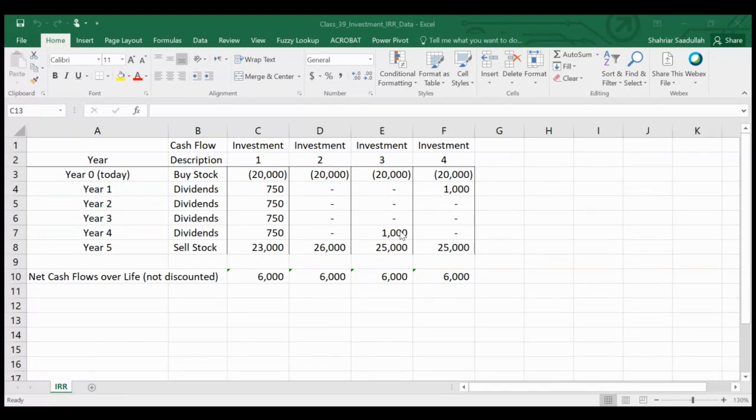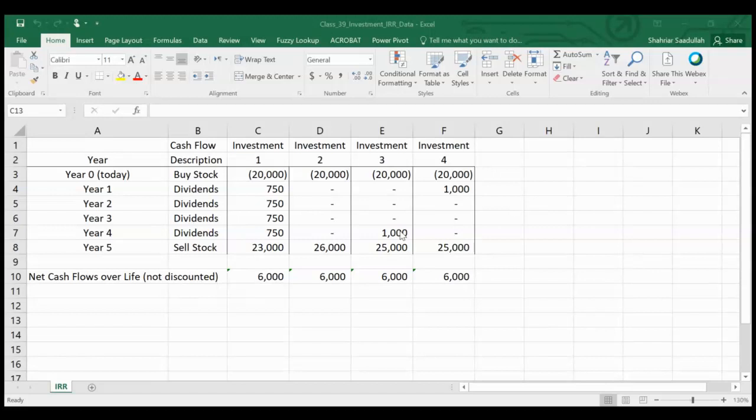In this session, we are going to use some data to analyze investment options using the internal rate of return that we learned in our class, in our discussions. So we have four options here. As you can see, in each option, investment 1, 2, 3, 4, in year 0, which is today, let's say we have four options, and in each option we have the option to invest $20,000, reals, whatever you want to say.